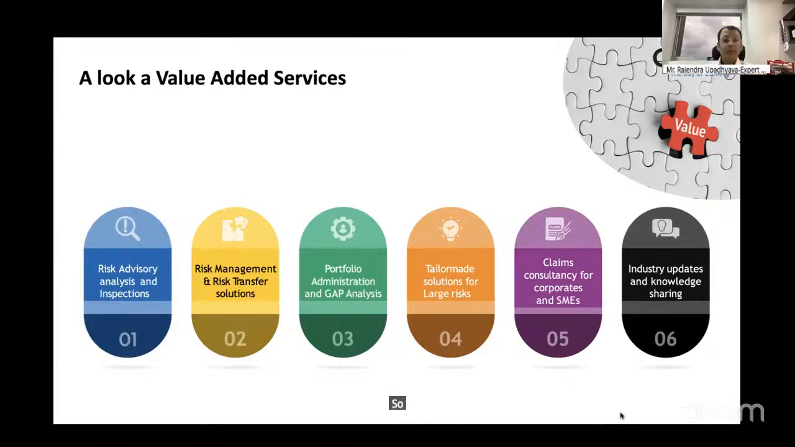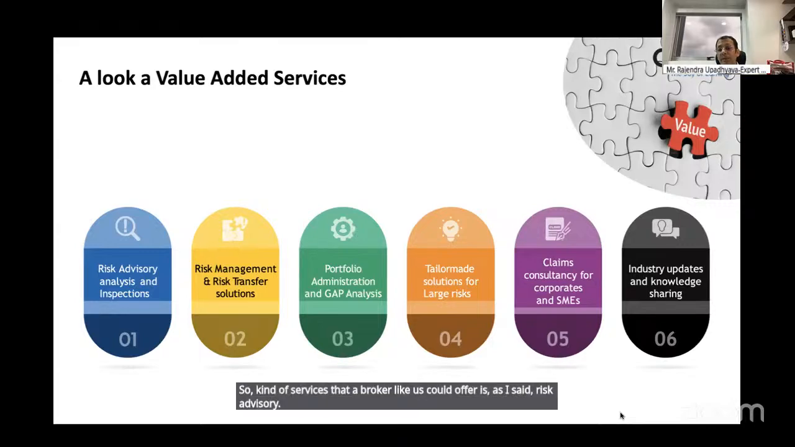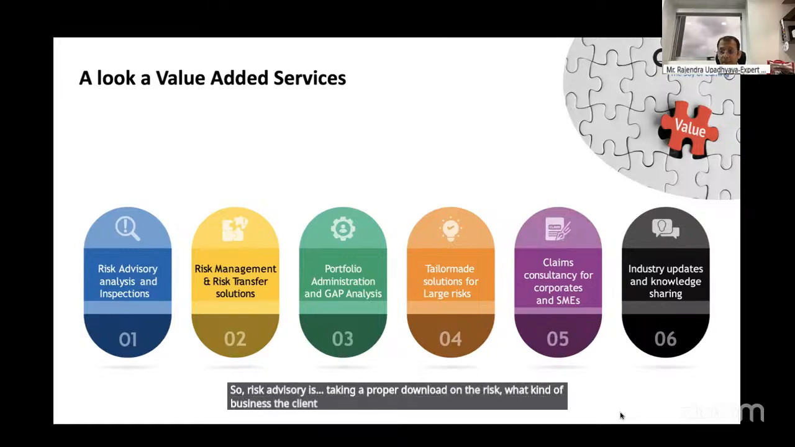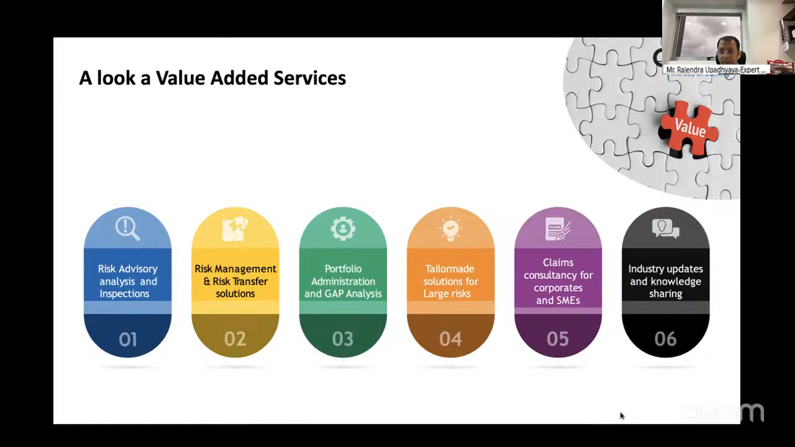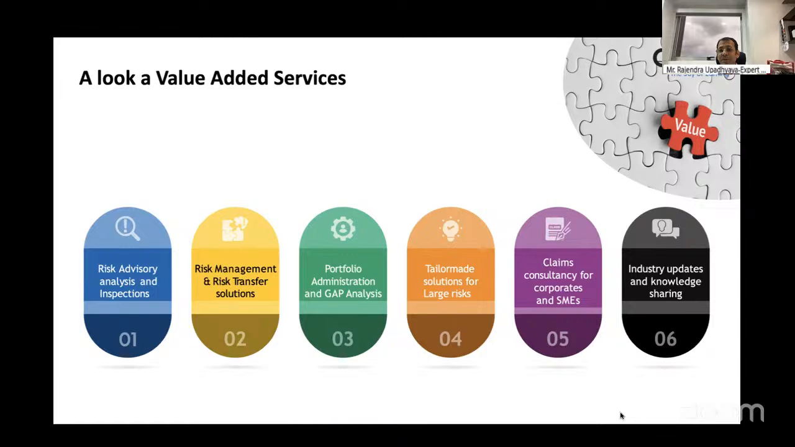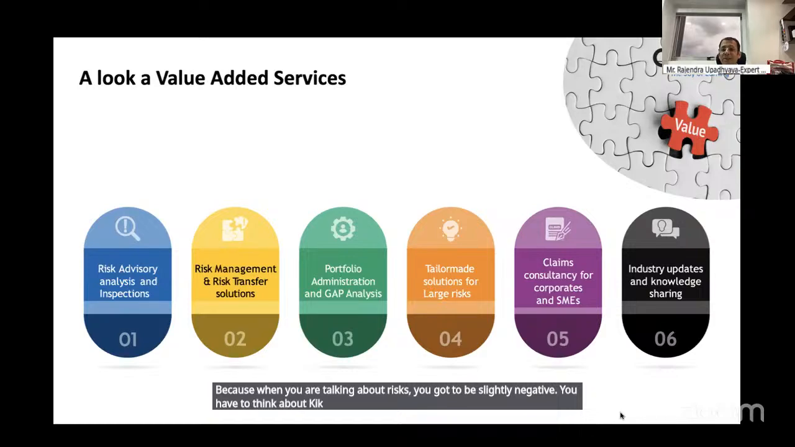So one kind of service that a broker like us could offer is, as I said, risk advisory. Risk advisory is taking a proper download on the risk, what kind of business the client does, understanding their business and risk. As an insurance company, our family keeps on saying, "Arre bhai itna zyada negative kyon sochte ho? Har cheez mein aap negative sochte ho." Because when you are talking about risks, you have to be slightly negative. You have to think about what the risk is, where what can happen, what can go wrong.